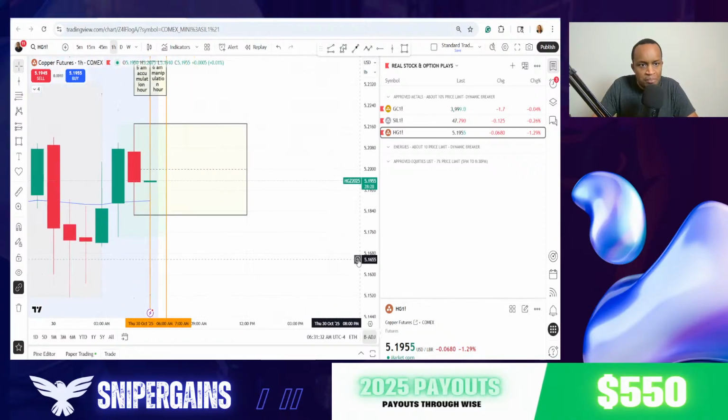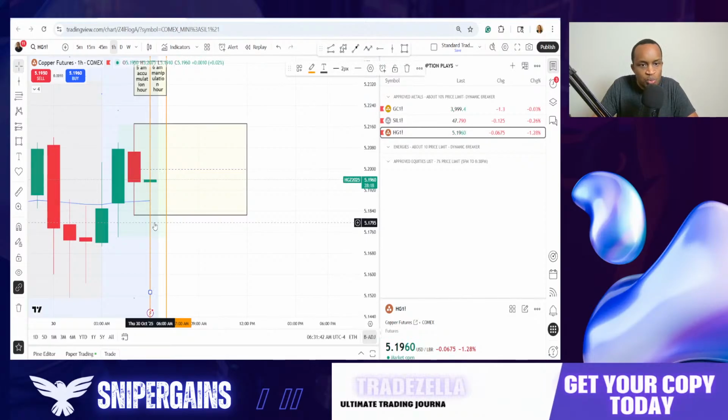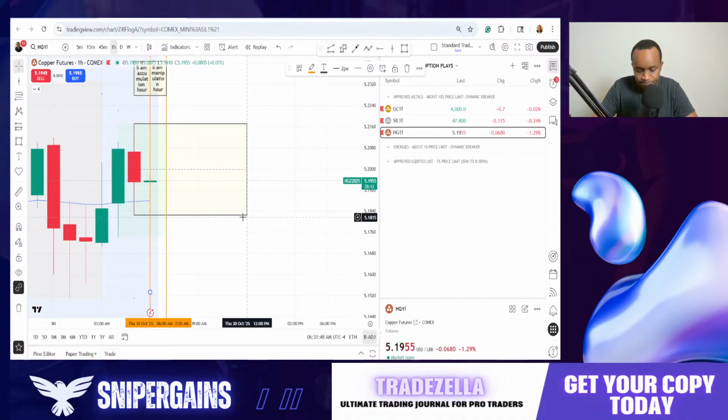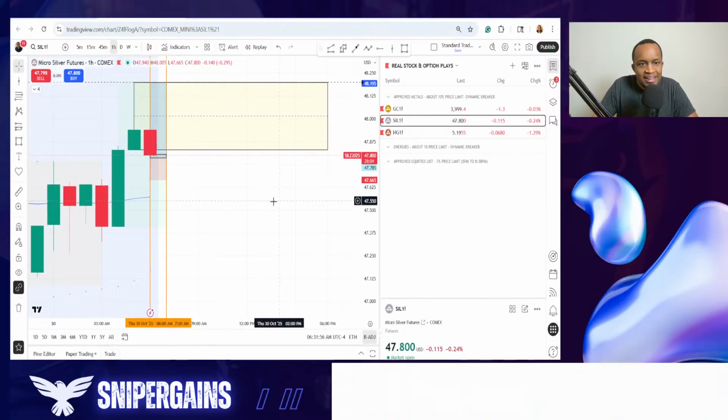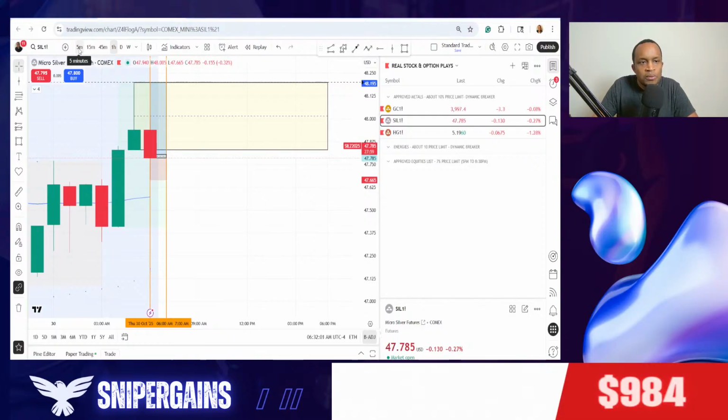When it comes to copper, it's unique, but it's not yet an A+ setup in my opinion. I'm just going to have to wait it out, see what happens. But I'm still eyeing gold to push up. So SIL is naturally the one that I'm going to be paying a lot of attention to.